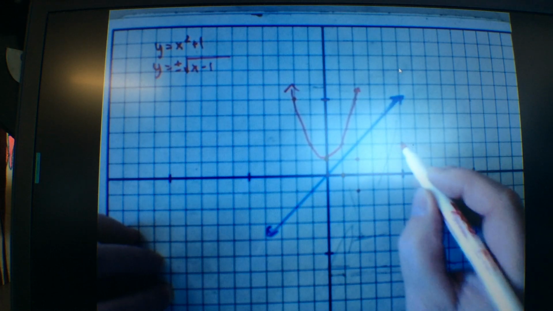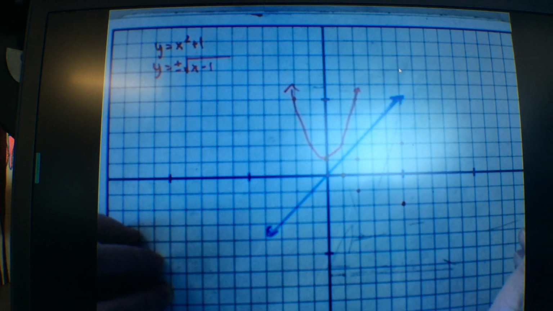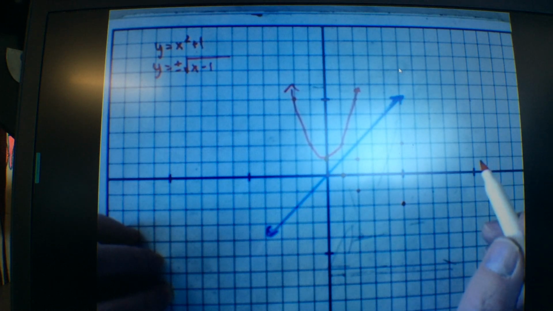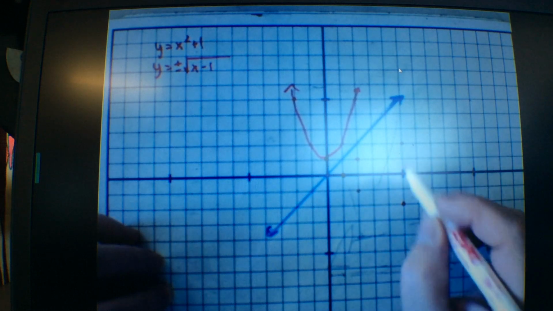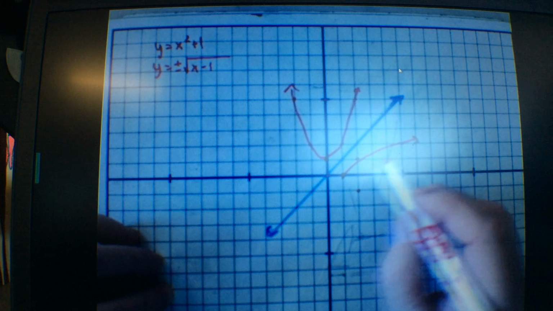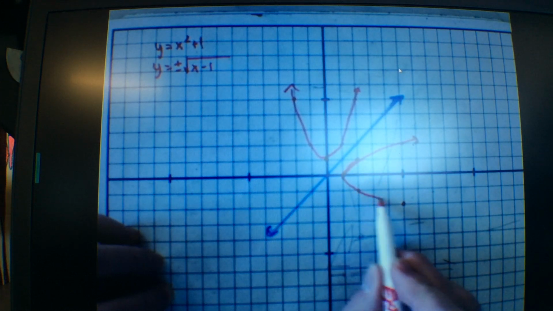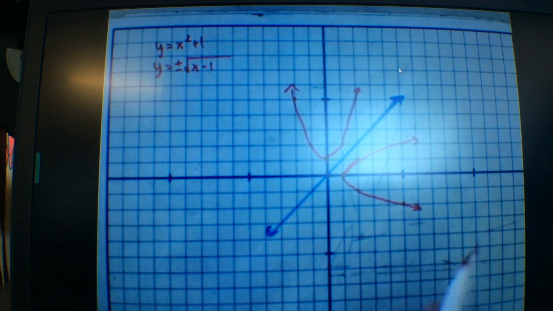1, 2. Once you have the first one set, you know which direction it's going, can't you just? Yep, you can. Oh, you can just use symmetry, right? And so it looks like this. Once you get the first one and you know that's the vertex, you can just go over 1 up 1, over 2 up 4. Yes, you can, going sideways.